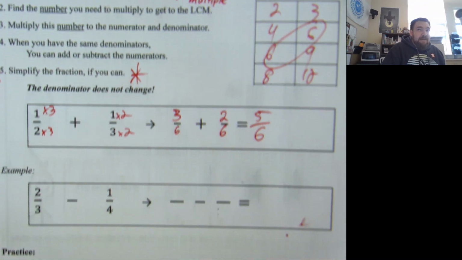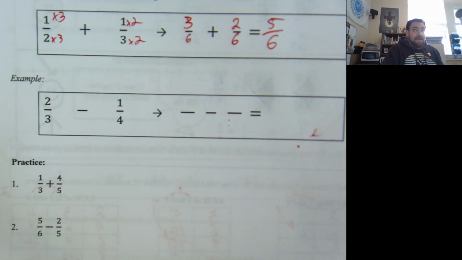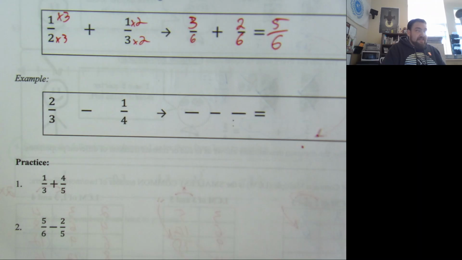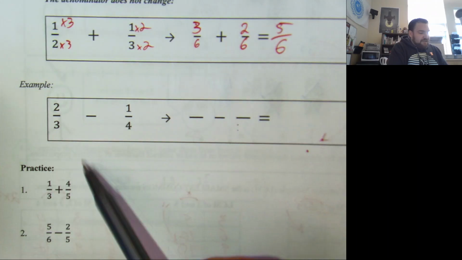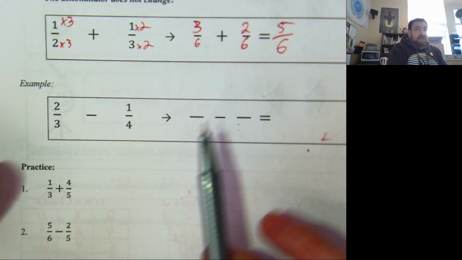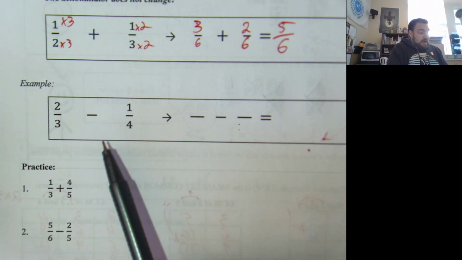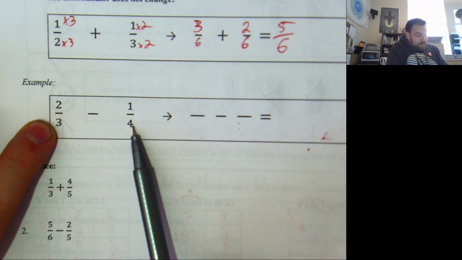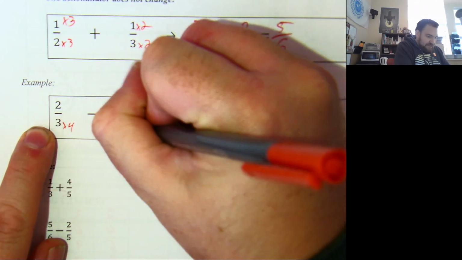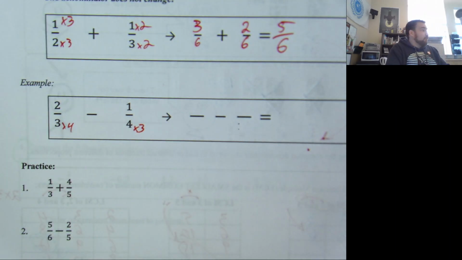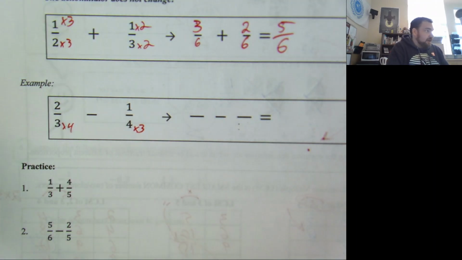Subtraction is the same. Except I'm going to model it slightly differently, just to show you another way to do it. If I have 2/3 and 1/4 and I want to subtract these, to find a common multiple I'm just going to multiply this one by this one and this one by this one. So I'm just going to go times 4, times 3. I'm not going to bother with the chart. Doing this will always give us a common multiple.